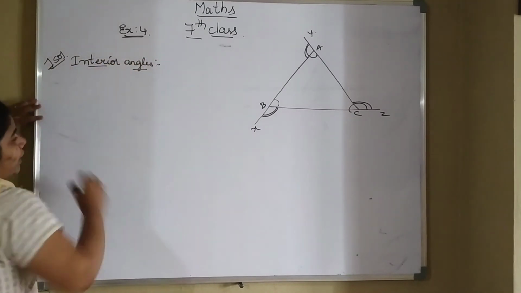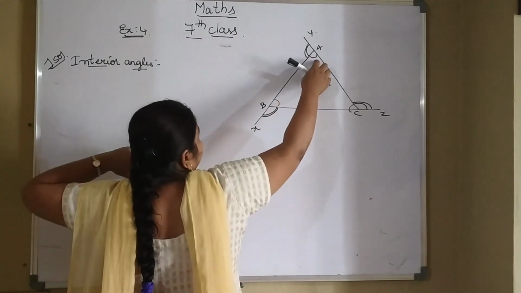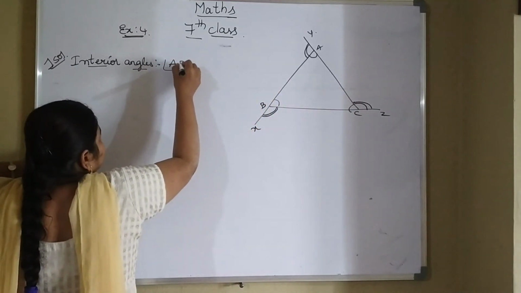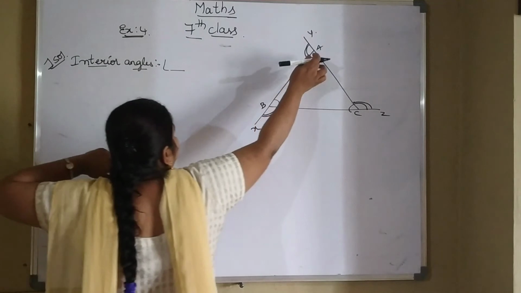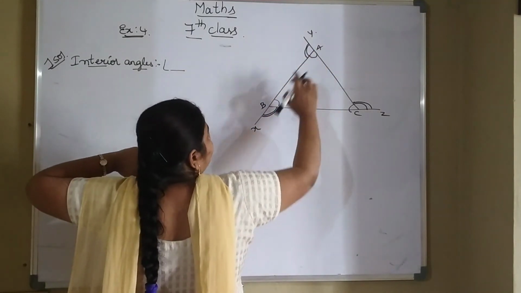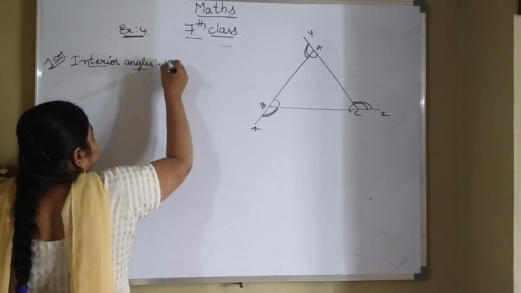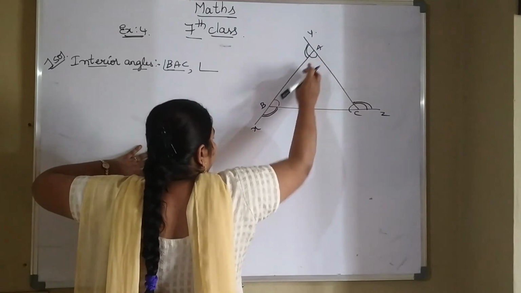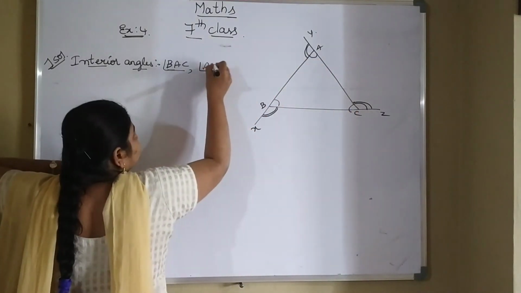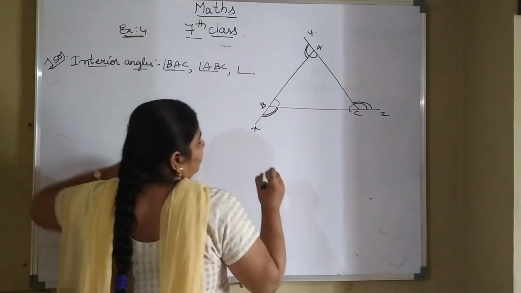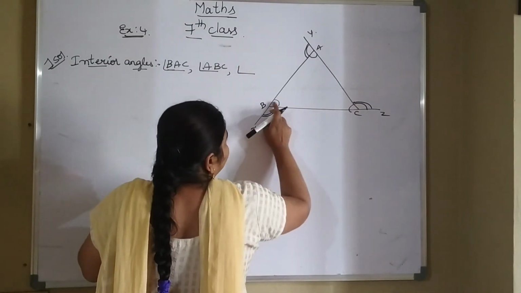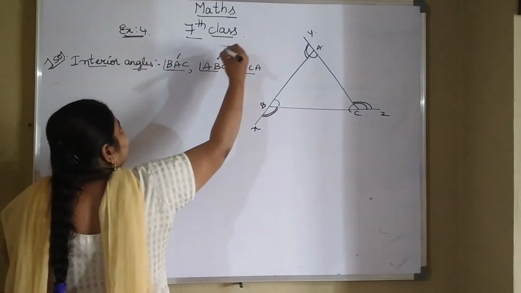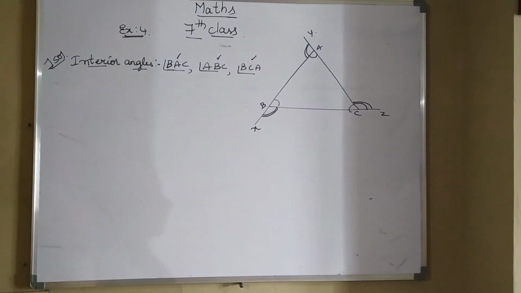What are the interior angles here? First, angle A. Sorry, angle A means angle A should be in the middle. BAC I can write. Next, angle B. How will you write this angle B? ABC. And the last interior angle, that is C. BCA. Angle A, angle B, angle C. So these are interior angles.